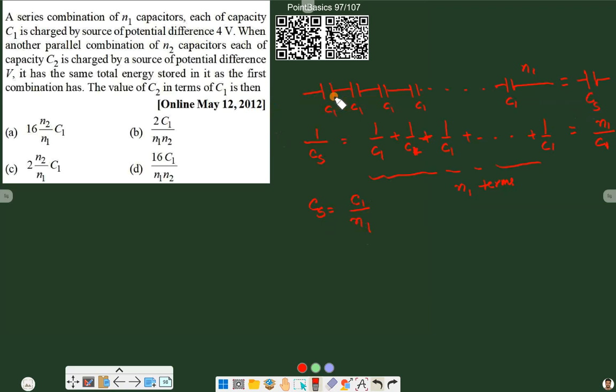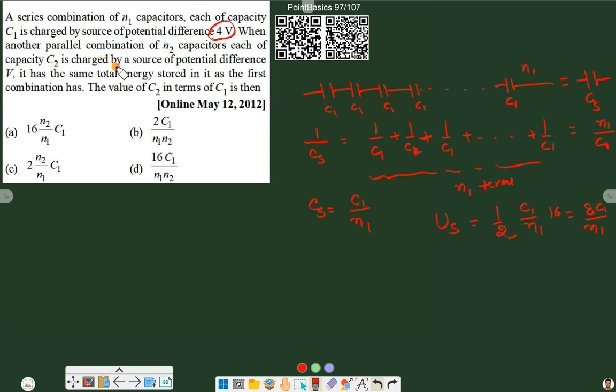Now this combination is charged by a source of potential difference 4 volt. When we charge it by 4 volt, and we have to compare total energy, its energy US will be half CS, that is C1 by N1, into 4 squared, that is 16. So it will become 8 C1 by N1.